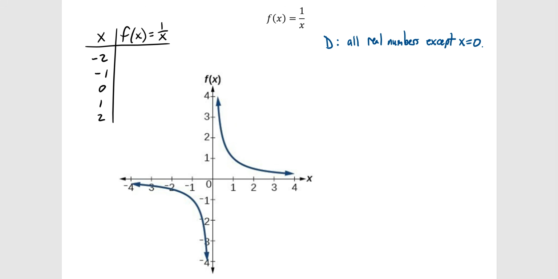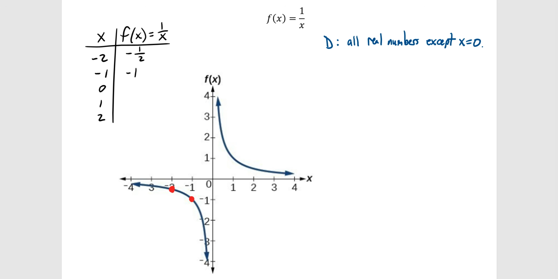If we plugged in negative 2, we would get 1 over negative 2, which is just negative 1/2. Taking a look at where that would be on the graph, it would be negative 2 comma negative 1/2. That would be that point right here. If we plug in a negative 1, that would be 1 over negative 1, which would just be negative 1. Taking a look on the graph, that would give us this point right here.